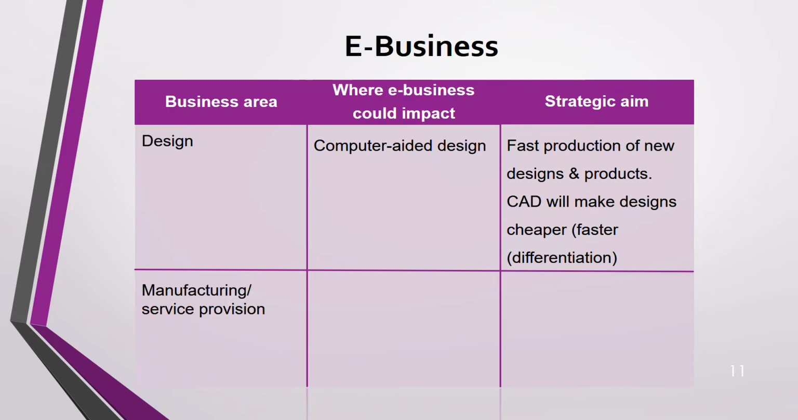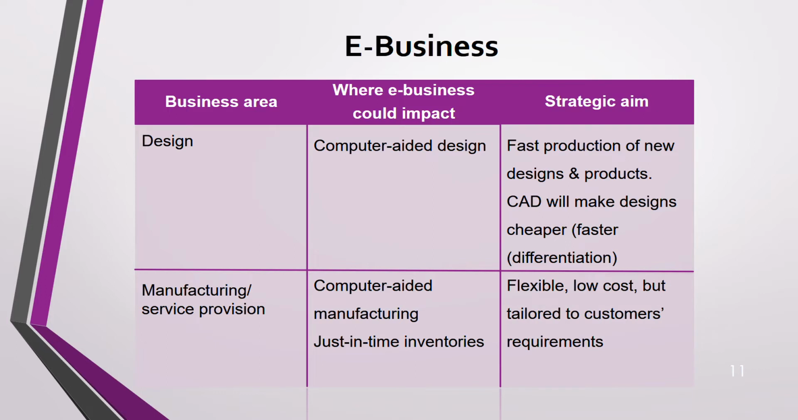Manufacturing and service provision. Here, computer-aided manufacturing is used. Strategic aim is just-in-time inventories also. If you know what just-in-time inventories are, you place an order and the inventory comes. No longer do you have to keep stocks in the warehouse. The moment you demand, the stocks come. Only when you demand, the stocks are there. Main aim is what? So that it becomes more flexible, cost is reduced, and it is tailored to the customer requirement.